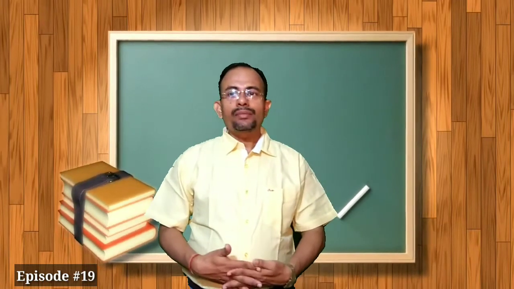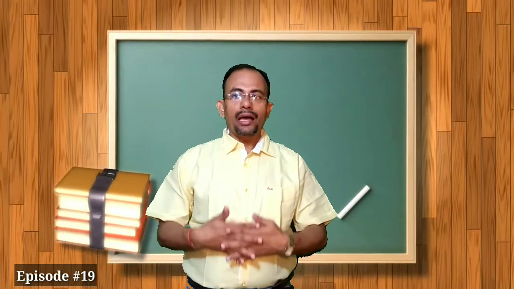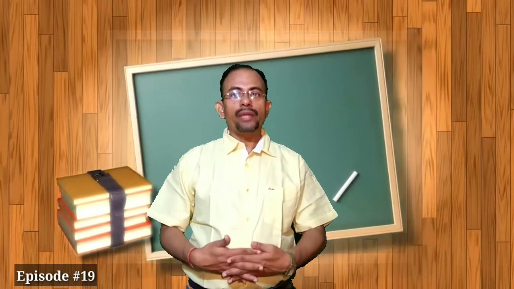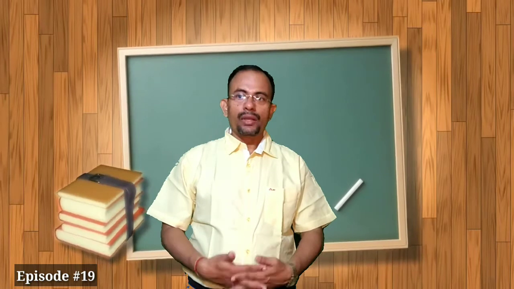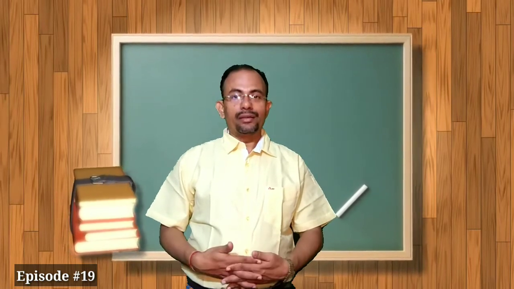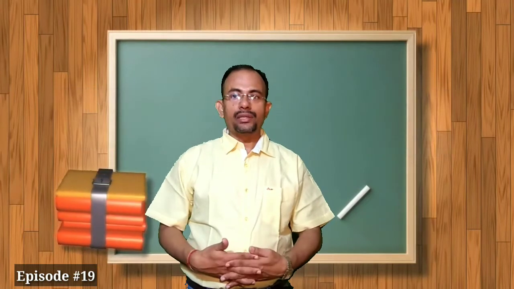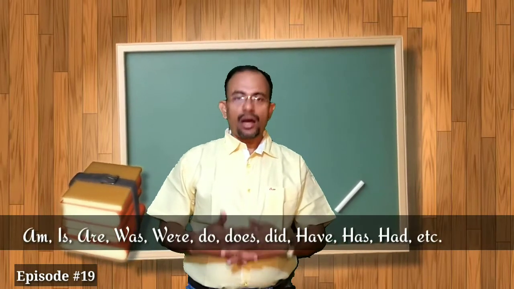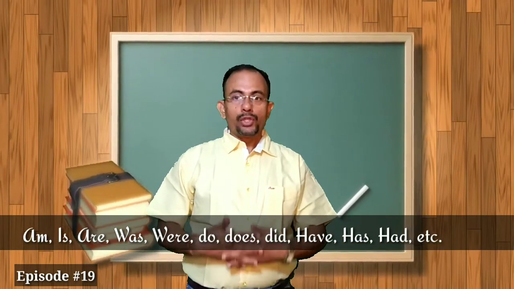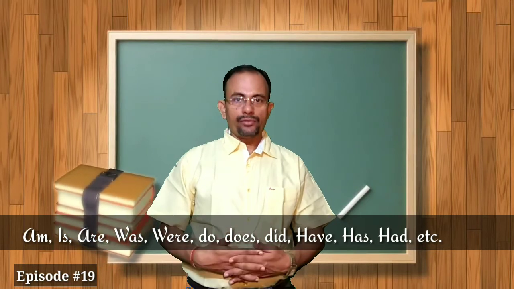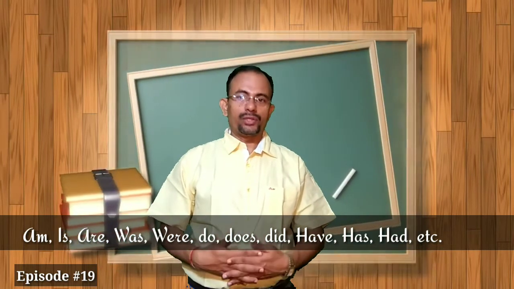Today, I am going to discuss two of the most important modal auxiliaries. Dear students, auxiliaries are the helping verbs that help the action verbs to make tenses and passive forms. There are two types of auxiliaries, primary auxiliaries and modal auxiliaries. Primary auxiliaries include examples like am, is, are, was, were, do, does, did, have, has, had, etc.